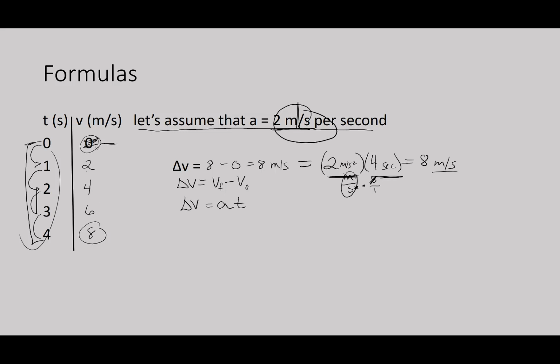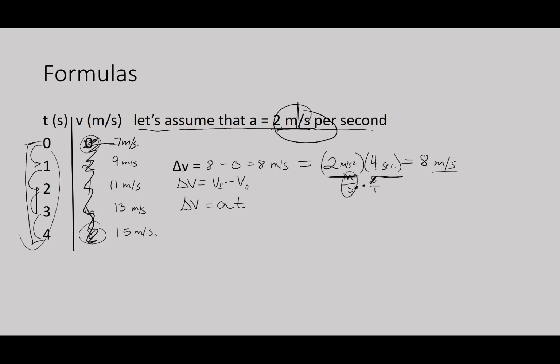So let's say instead of starting at 0, let's say our starting velocity had been 7 meters per second. And I'm still going to be accelerating at 2 meters per second squared. So after my first second, I would be up to 9 meters per second. And then after one more second, I would be at 11 meters per second, and then 13, and then 15. Well, if I want to find my change in velocity, I started at 7, went to 15.